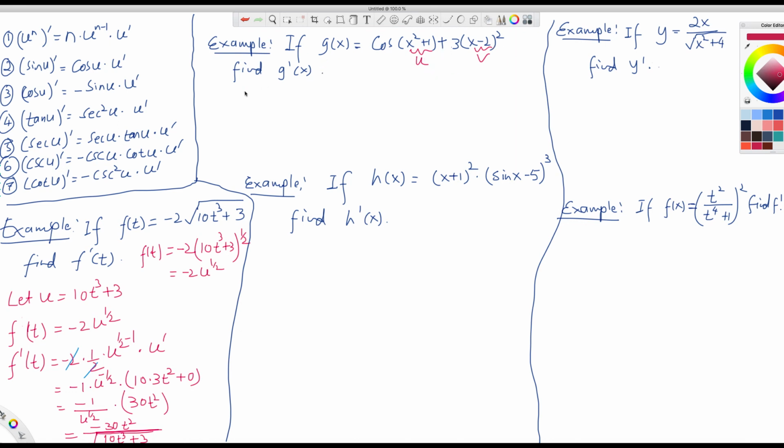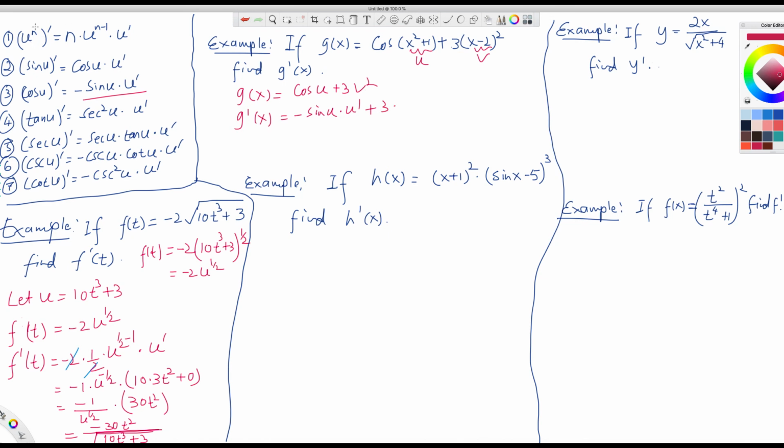So you have g of x equals cosine of u plus 3v squared, like that, right? You see that? Now you need to find the derivative with respect to x though. With respect to x, what is g prime of x? What is the derivative of cosine of u? Cosine of u will be negative sine u, that is what it is, right? Negative sine u times u prime, plus 3 times, what is the derivative of v?